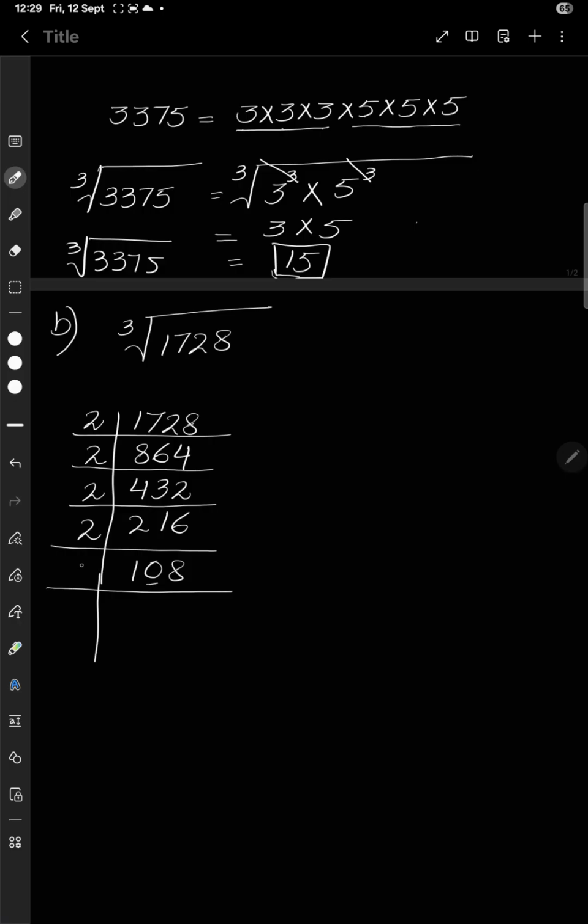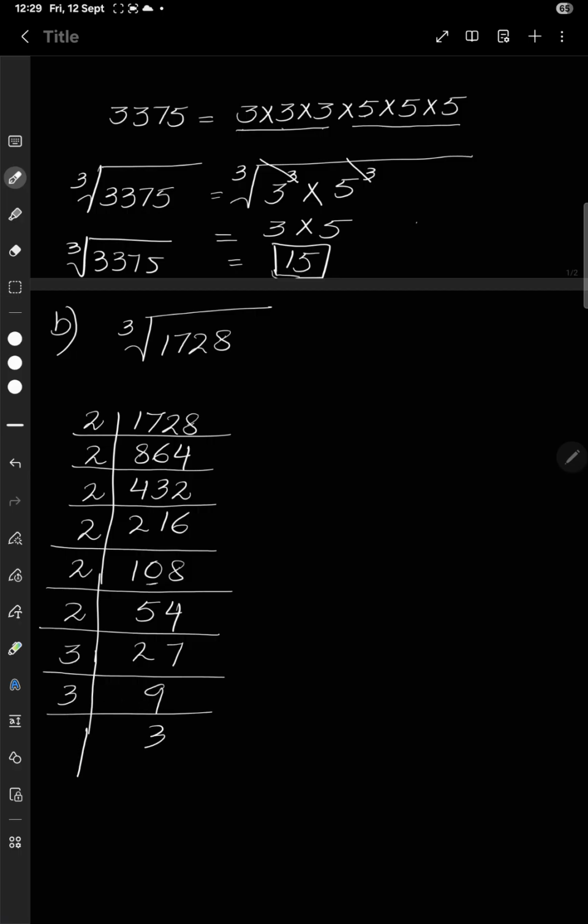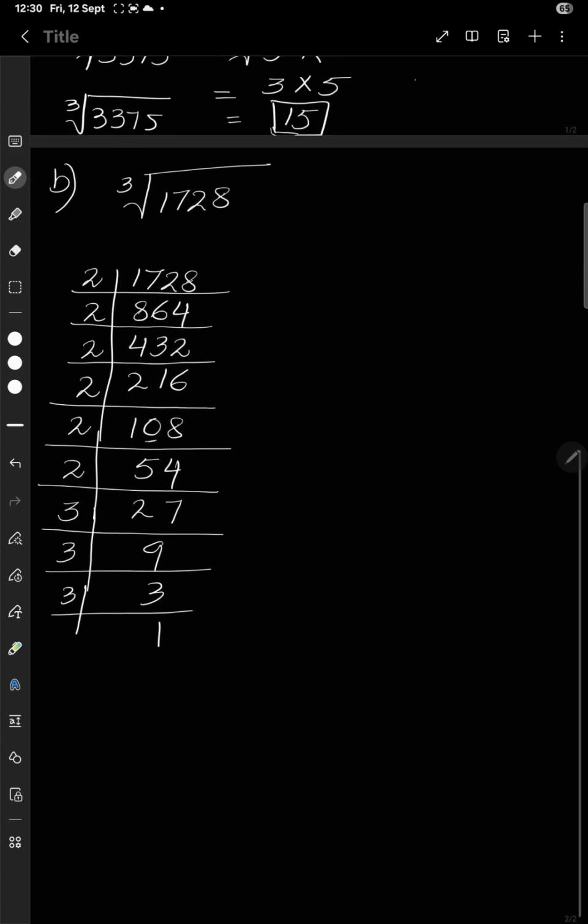So now I will divide this number by 2 once again, because this is an even number. My answer will be 54. Again I will divide by 2, the answer will be 27. This is an odd number, so it will not be divisible by 2. I know this number is divisible by 3. And 3 3s are 9 and 3 1s are 3. My prime factorization is complete.